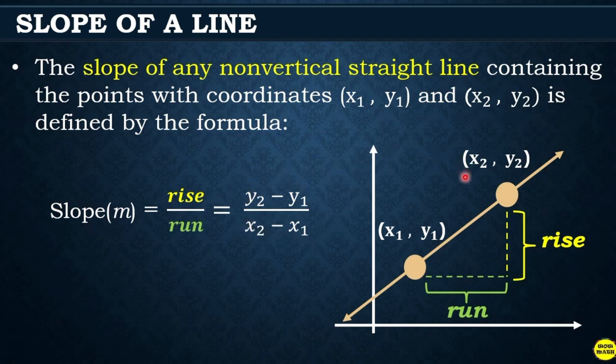Pupunta ka dun sa mga points mo. So, y sub 2, kung ano yung coordinate mo dito, ima-minus mo ito. Kung ano yung coordinate mo dito, ima-minus mo ito. So, this is how we get, dito natin makukuha ang slope ng given line. Okay, but there are many ways in finding the slope. So, yun po yung mga susunod nating video after this.